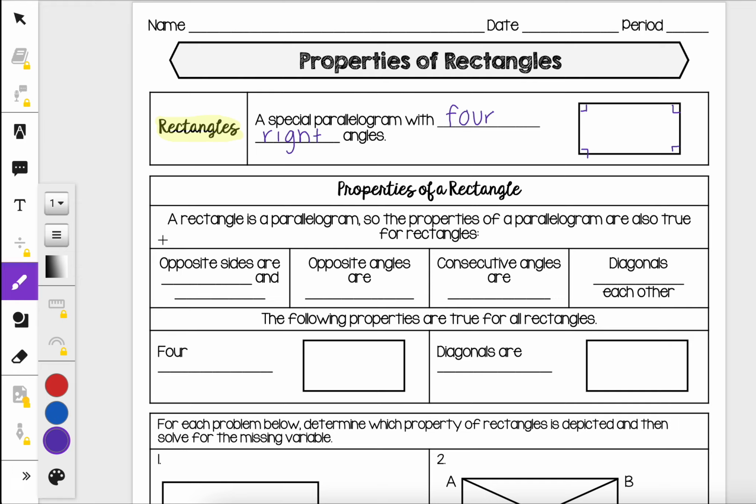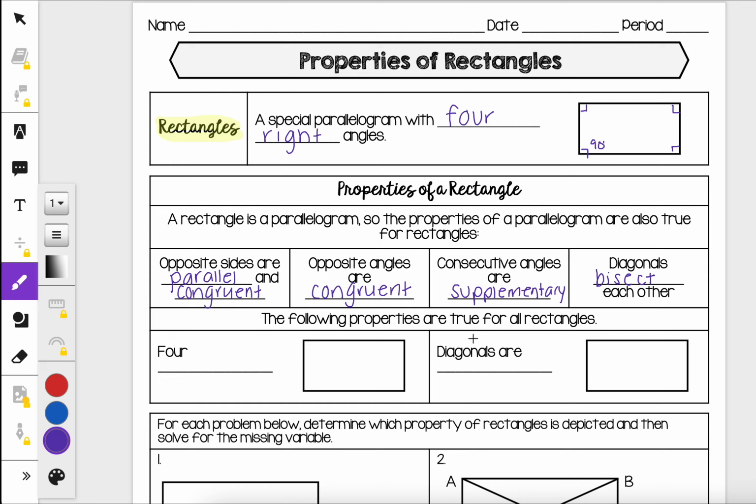Now, because a rectangle is a special type of parallelogram, all those properties that we learned about for a parallelogram are also going to be true for rectangles. So for a rectangle, we know that the opposite sides are parallel and congruent. We know the opposite angles are congruent. We know the consecutive angles are supplementary. And here it's a little bit easier to see these properties because every angle is going to be 90 degrees. And the diagonals bisect each other.